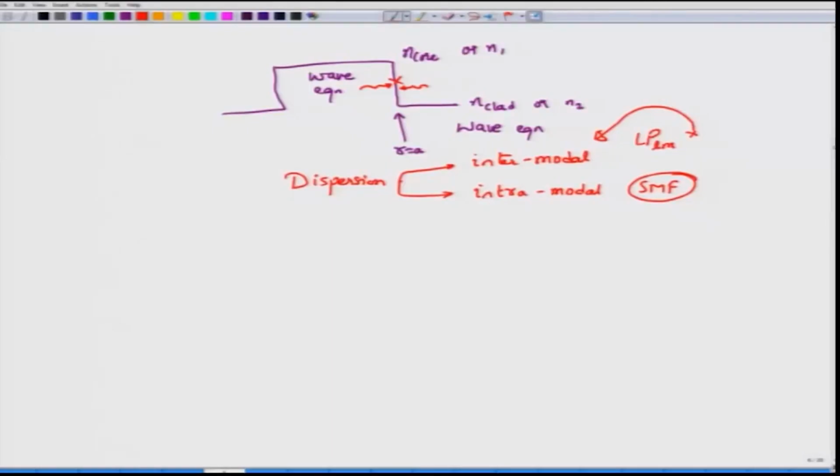Now, what people did was to actually modify the refractive index profile. They came up with different refractive index profiles which would minimize this intermodal dispersion, and one of them which is quite popular is called a graded index profile. The fibers which have this graded index are called GRIN fibers. GR stands for graded, IN stands for index.